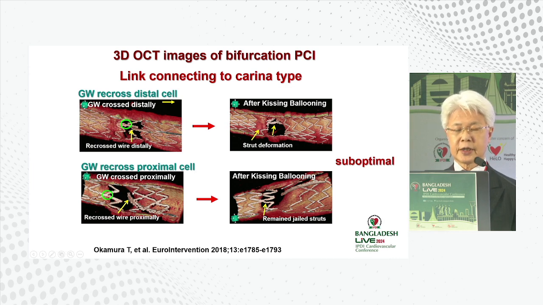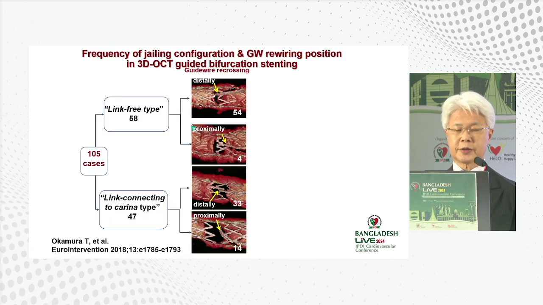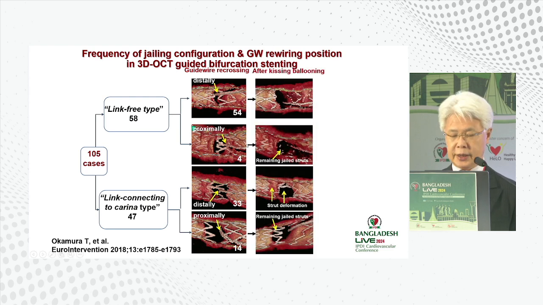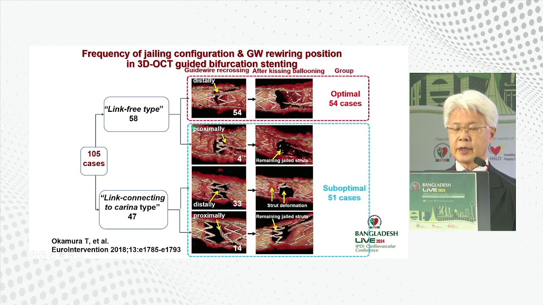And if you succeed in the proximal cell, if there is a link, you cannot obtain a good result. There is still a metal carina, and it may cause stenosis. This is one of the pilot studies from Japan. If there is no link and you succeed in the distal cell, the result is ideal. However, only a few cases, so not enough data. But if there is a link, it might be very difficult to obtain a good result. The suboptimal result might be, yes, you can speculate. Therefore, it depends on the case.